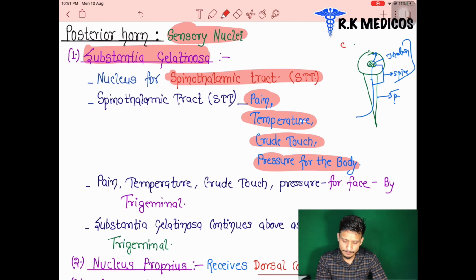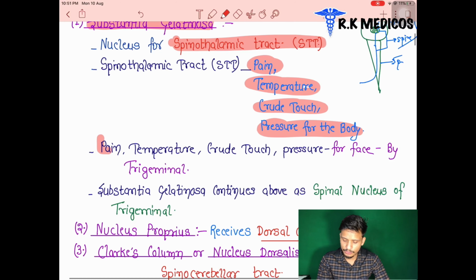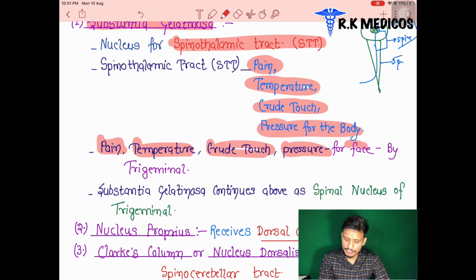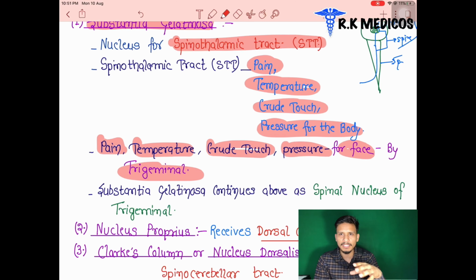Next, we can see that pain, temperature, crude touch and pressure for the face are regulated by the trigeminal nerve. The pain, temperature and crude touch for all over the body are regulated by the substantia gelatinosa. But for the face, a special type of nuclei is working here, that is the trigeminal nerve, cranial nerve number 5. This cranial nerve number 5 is basically for the pain, temperature and crude touch in the facial region, in our face. So the facial region is different from the rest of the body.